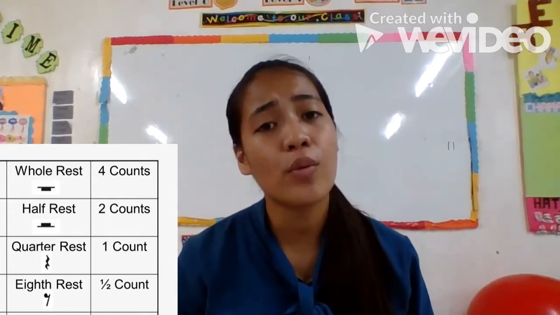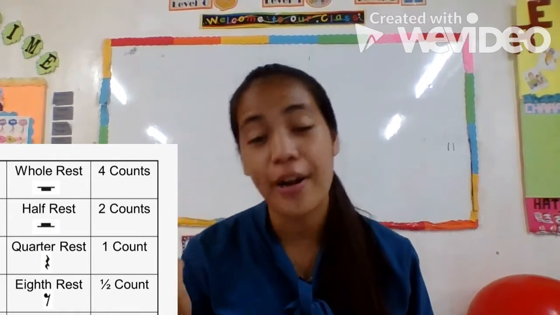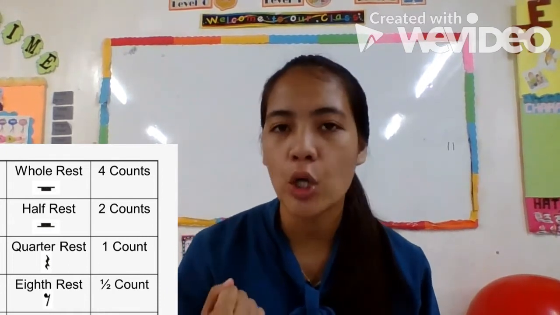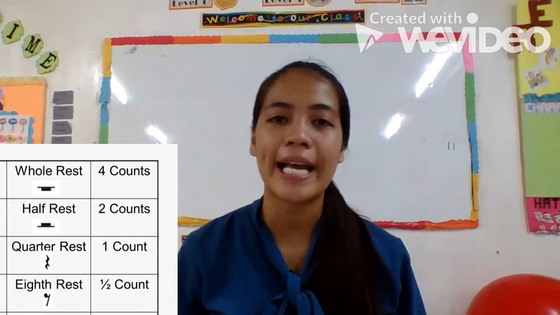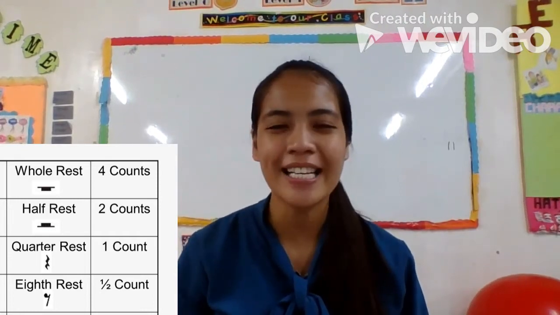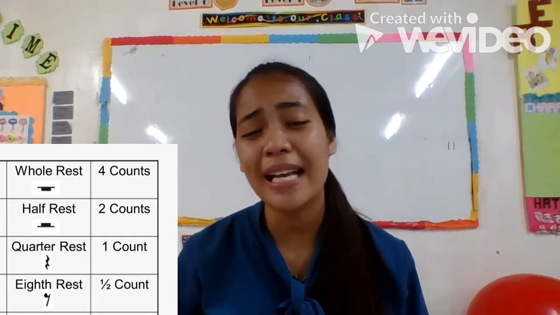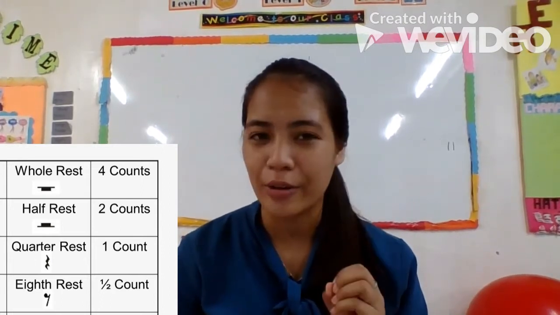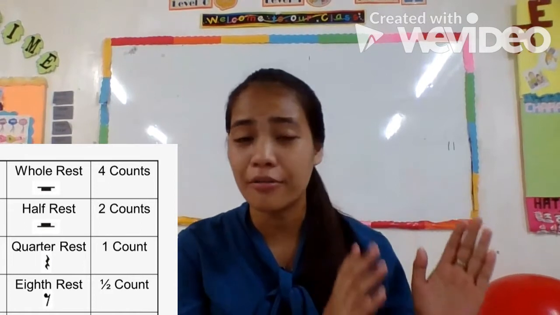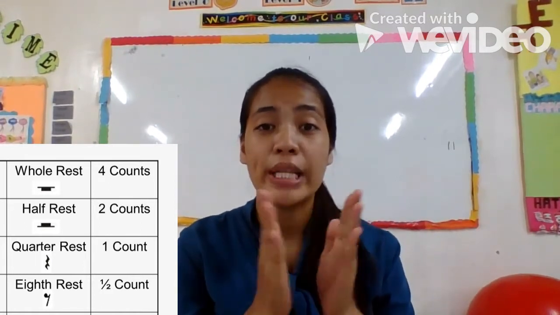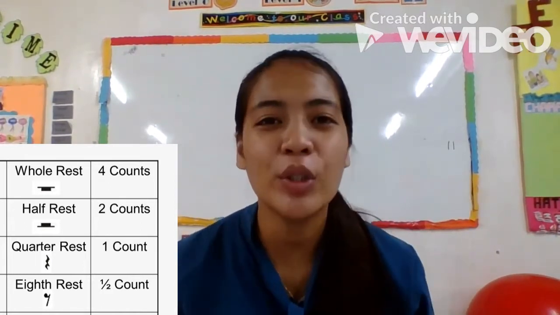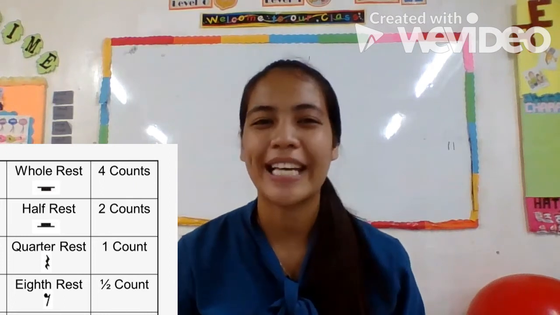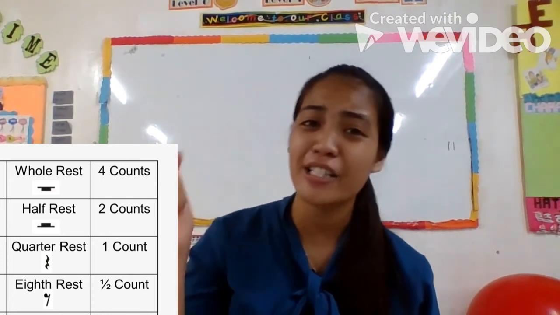Next one is the half rest. Half rest also receives 2 beats, just like half note. But all you have to do, class, is clap, but there's no sound. Like for example, for the whole rest, all you have to do is count in your mind. For the half rest, just count in your mind. Just imagine that you're counting.